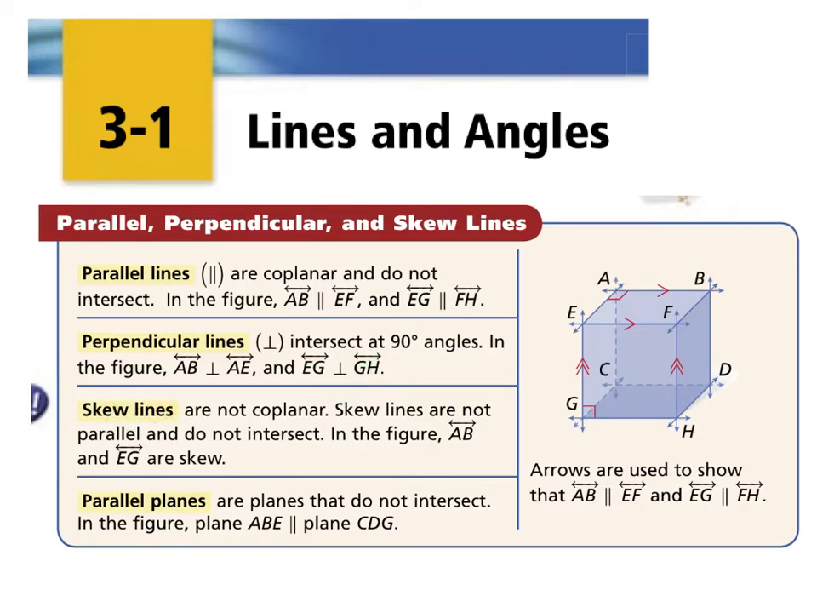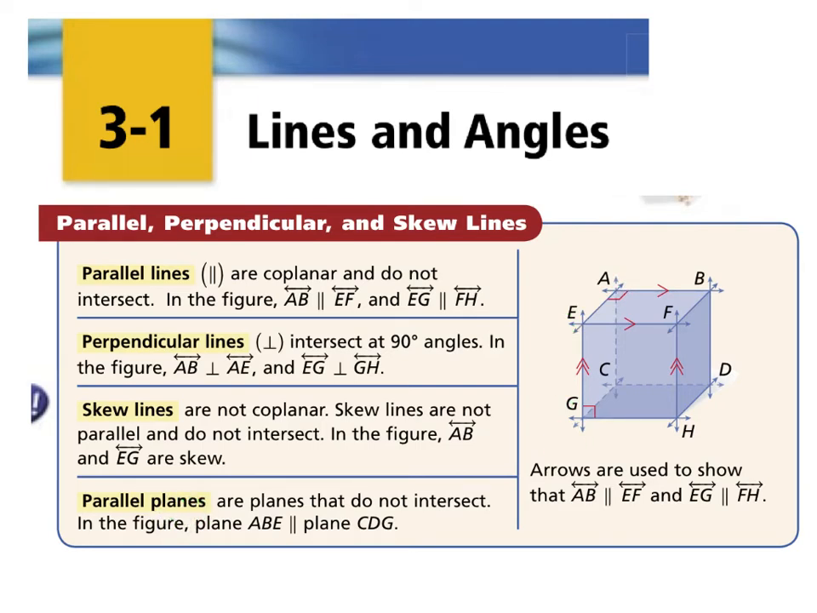Now, skew lines. Skew lines are not coplanar. Skew lines are not parallel and do not intersect. So if you look at the figure, line AB and line EG are skew. Notice that this one is vertical and this one is AB, but it's behind this. So they're never going to intersect, ever. They're not in the same plane. So it's important to note that they are not parallel and they do not intersect.